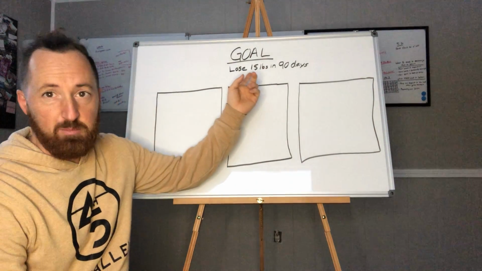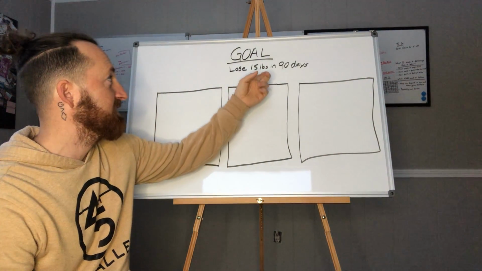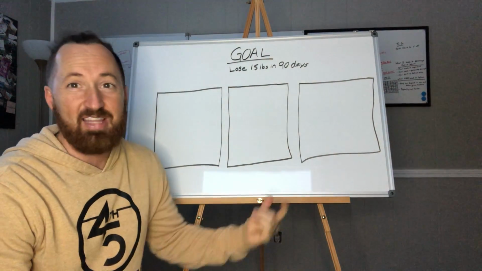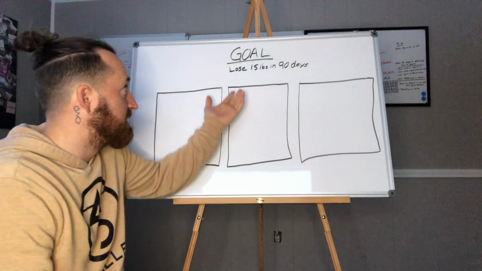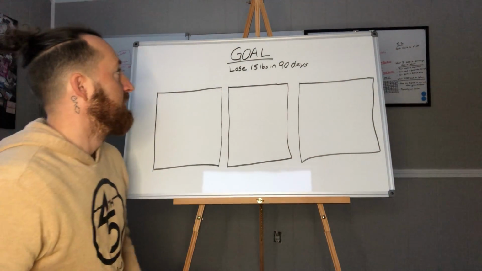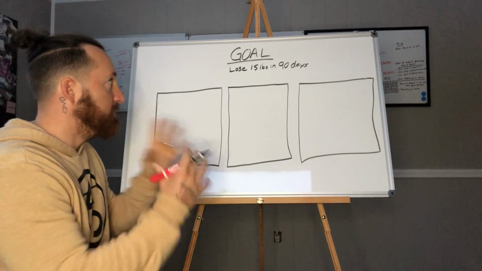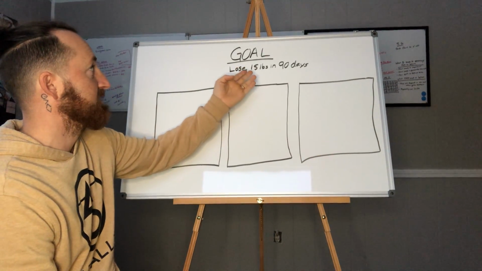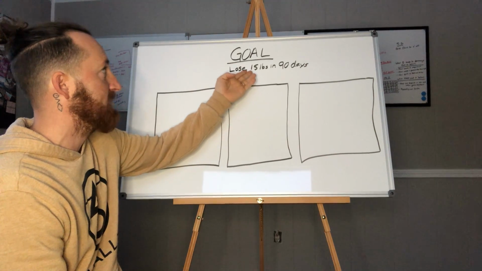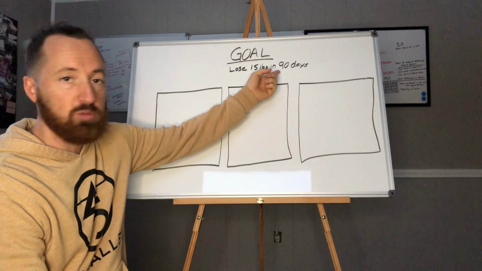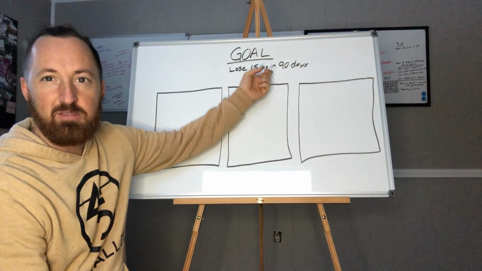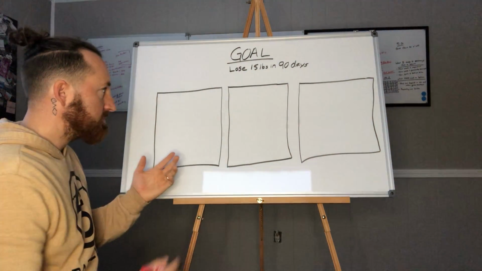So, we're going to take a really simple example here. The goal is to lose 15 pounds in 90 days. So, that fits the SMART goal, right? It's very specific, it's timely. You know that you can measure it. It's very realistic, so that would fit, right? It's very specific. You have a certain number of pounds you want to lose, and you have a measurable amount of time that you want to lose that weight in.